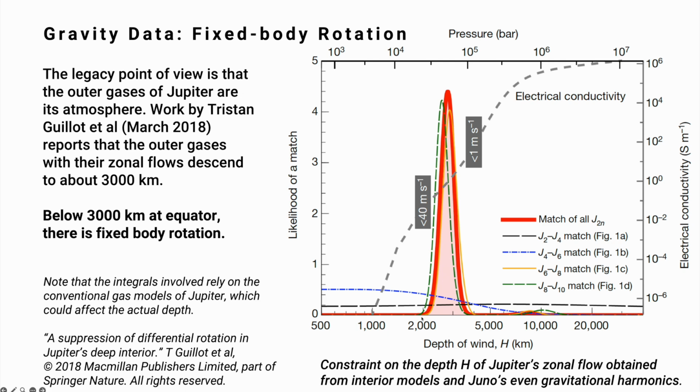But it shows, you can see 2,000 here, and this goes up. This is 5,000, 2,000, and the peak is between that. So this is the constraint on the depth. The depth of Jupiter's zonal flow obtained from interior models and Juno's even gravitational harmonics.